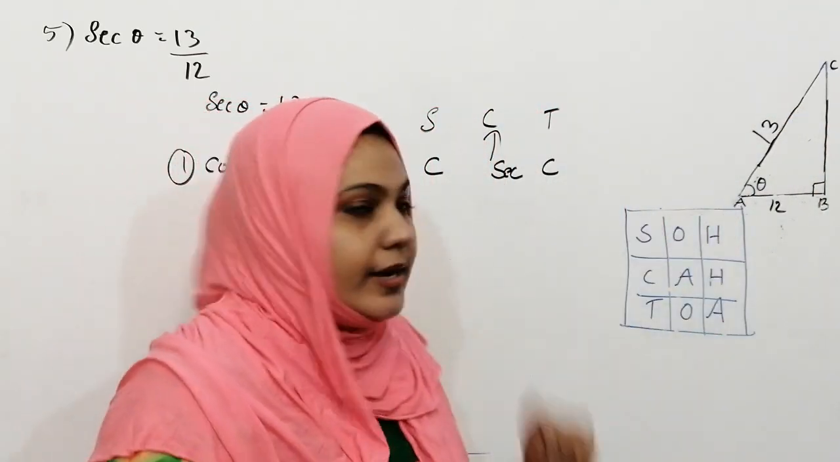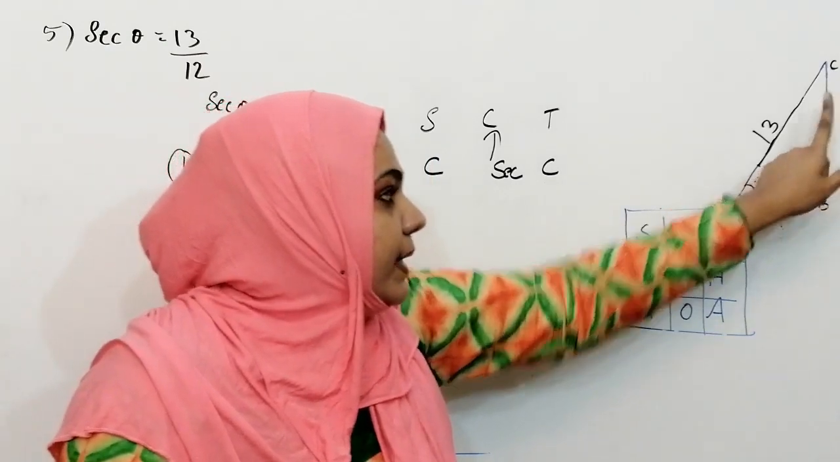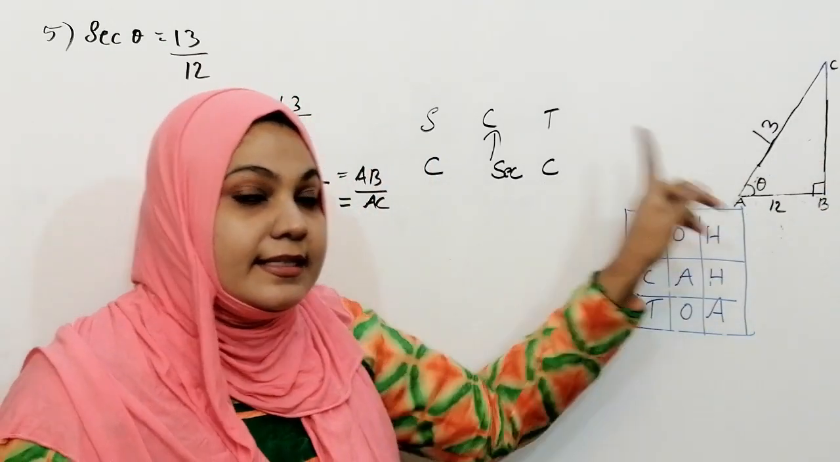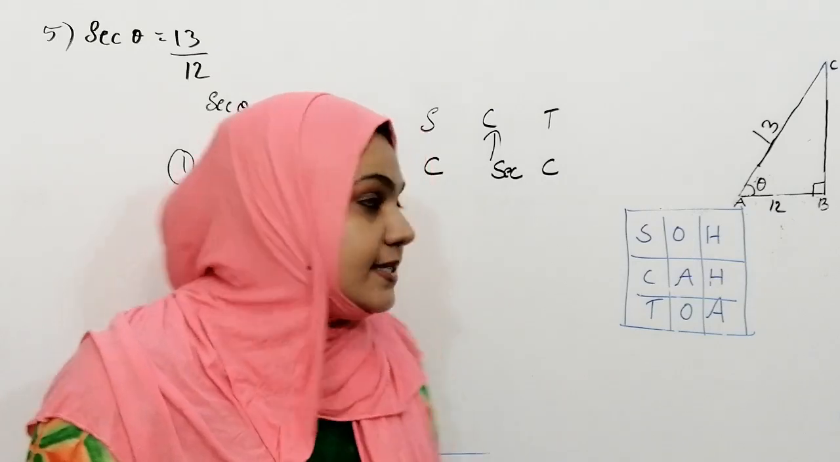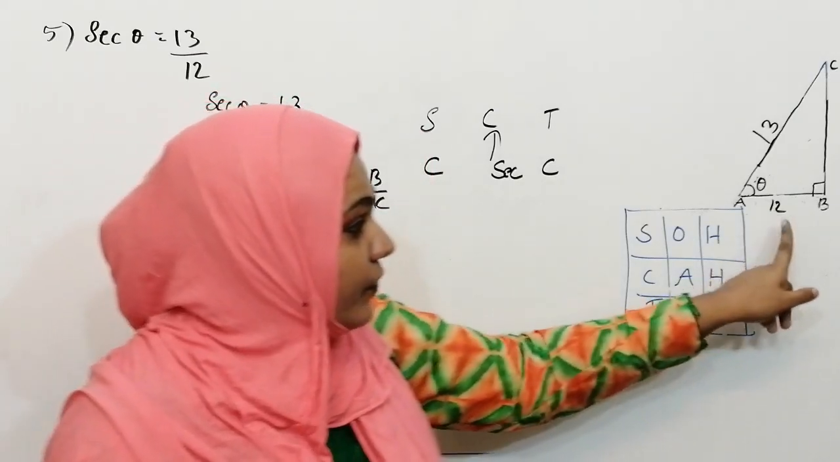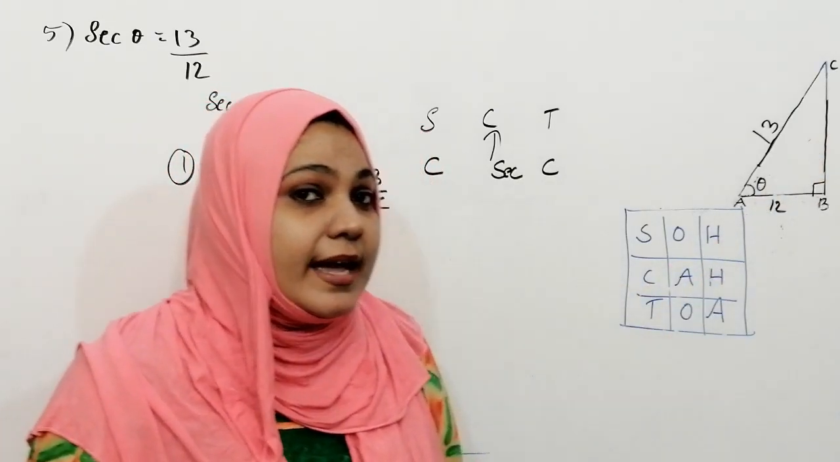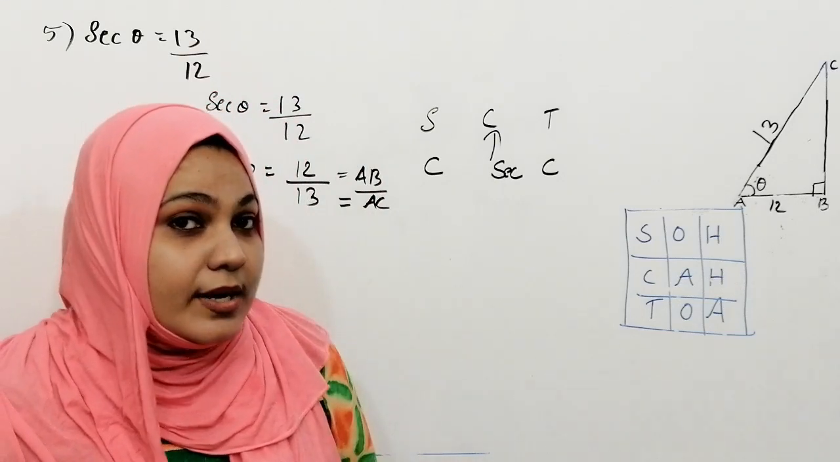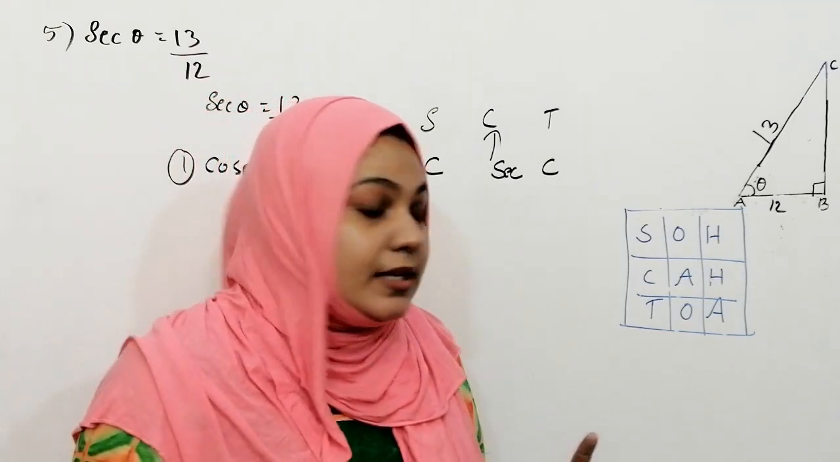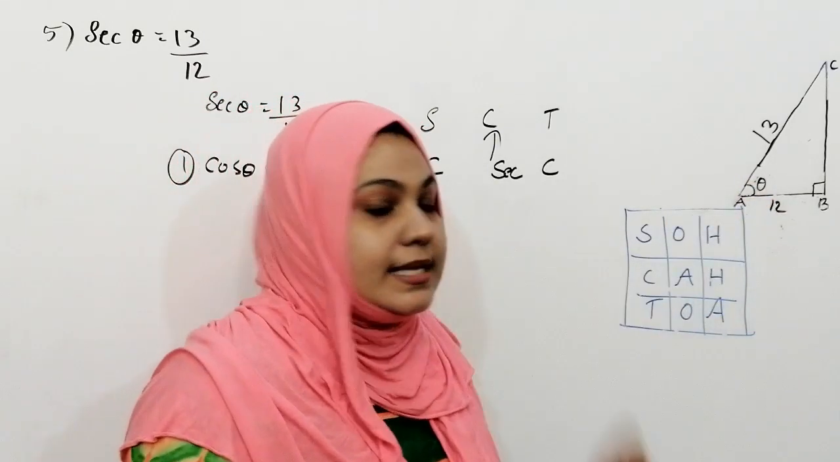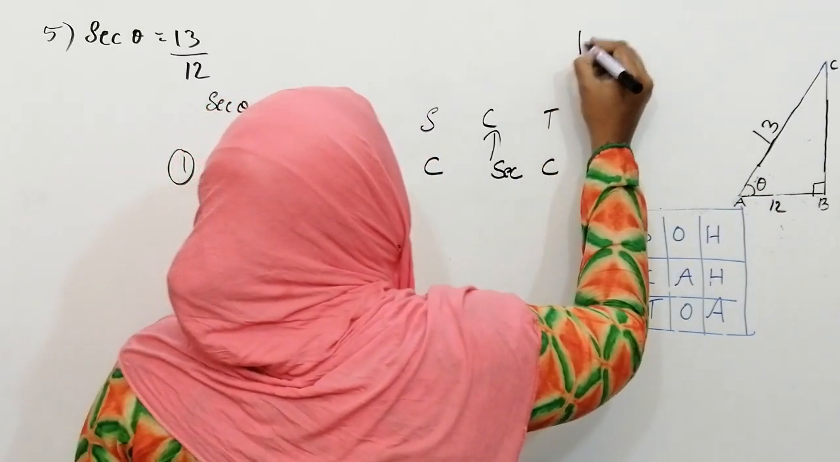So when you look at this triangle, you can see BC. We have to find the third side of this triangle, that is BC. So what is the name of this side? Height. So how can we find height square? According to Pythagoras theorem, height square is equal to hypotenuse square minus base square.